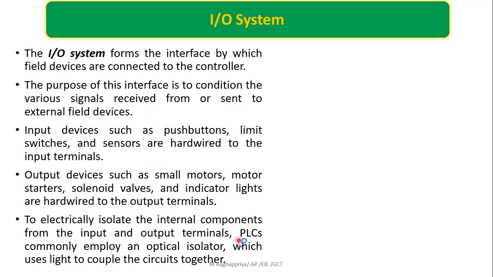So why this optical isolation is needed is because the processor of the PLC is the costliest part, and we cannot afford any damage to that processor. Normally all types of PLCs have optical isolation, so that the input devices and output devices will not be directly connected to the processor. Of course, the signals from these devices are communicated to the processor, but there is an optical isolation. There is no wiring connection directly from the input device to the processor.